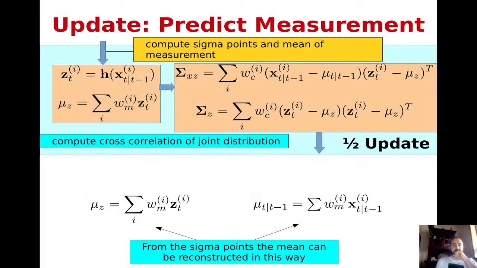So now the correction step, so the update. The first half of the update is just to take the sigma points that we have just computed after our prediction step and pass them through the observation function to get sigma points over the measurement space, right? So in the case of this specific filter, in input we will have sigma points of dimension 3.